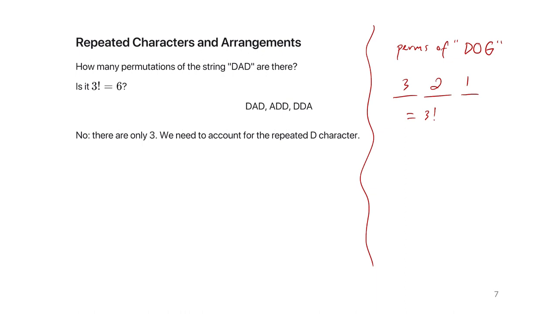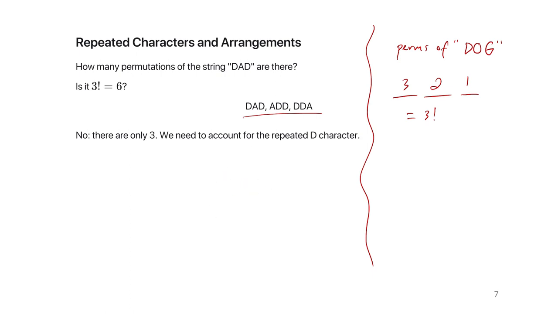And now the question is, does the same thing apply to the string dad? Is it 6? No, because right here I have exhausted all of the permutations of dad, and there happens to only be 3 of them. The reason is because there's this repeated D character, which we can't treat as being a unique character. D, O, and G are all distinguishable, all visibly different, so every time we change the order of them, that's a separate permutation. Whereas these two D characters are indistinguishable. So for example, having D, A, and the other D, and the other D, A, and the first D, you can't tell that they're different. So they're really the same string. And if we just said 3 factorial, it would be double counting.